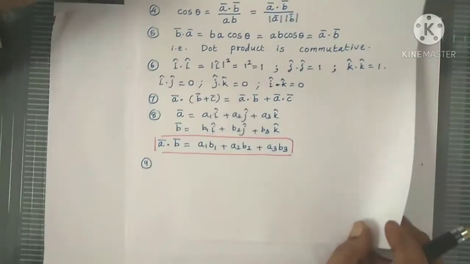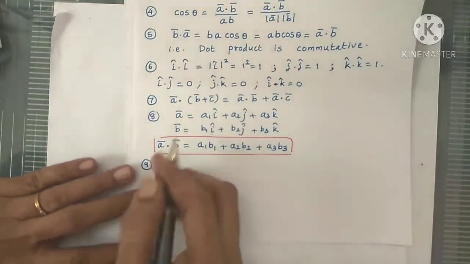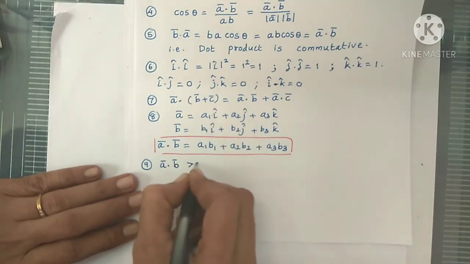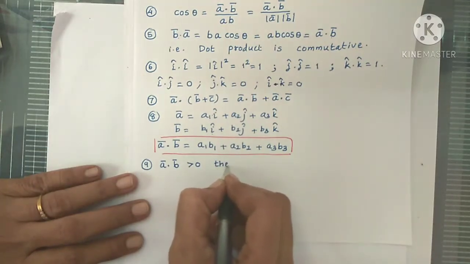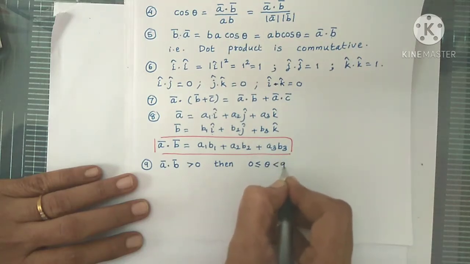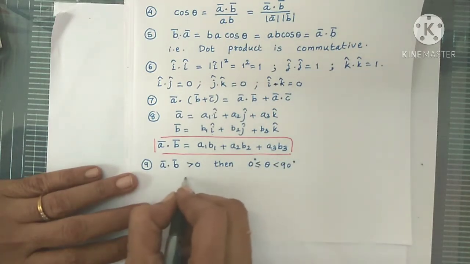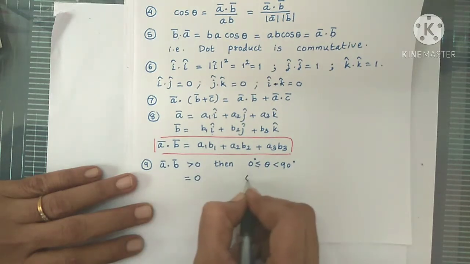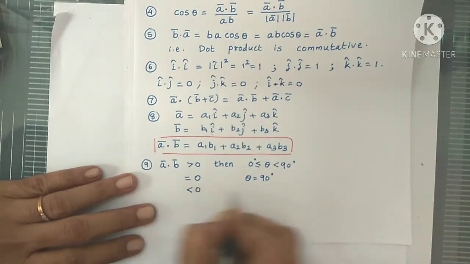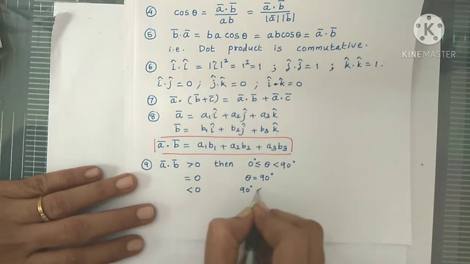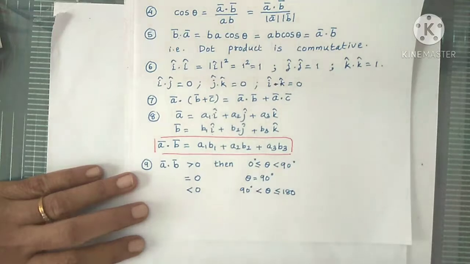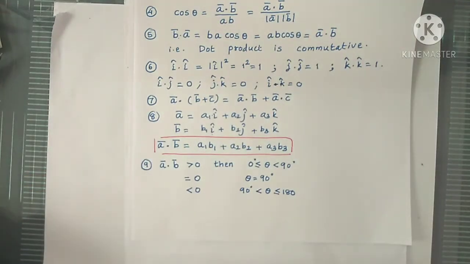So let's write this result also. If a bar dot b bar is greater than 0, then theta lies between 0 to 90 degrees. If a bar dot b bar equals 0, then theta equals 90 degrees. And if it is less than 0, then theta is greater than 90 and less than 180, as theta lies between 0 to 180.